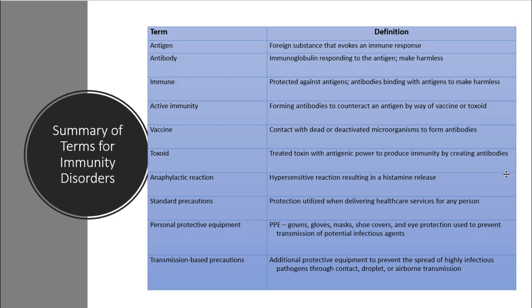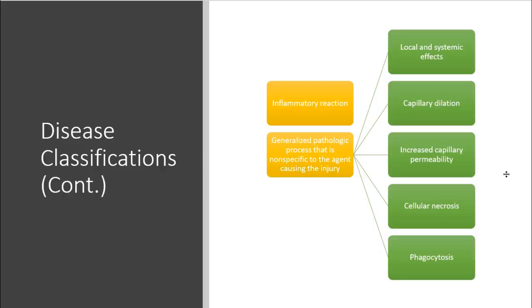Standard precautions. So protection utilized when delivering healthcare service to any person. So we use standard precautions for everyone. We assume that everybody is infectious. So there's personal protective equipment, which we call PPE, and that's your gowns, gloves, masks, shoe covers, eye protection, used to prevent transmission of infectious agents to us. And there's transmission-based precautions, so additional protective equipment to prevent the spread of highly infectious pathogens through contact, droplet, or airborne. All right, so we're going to go into inflammatory reactions now.